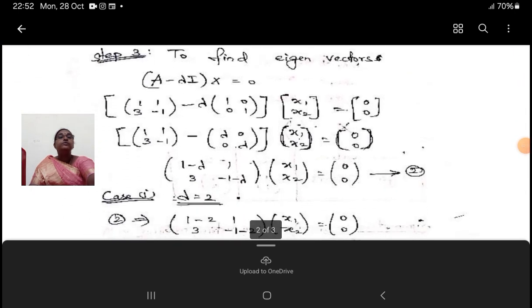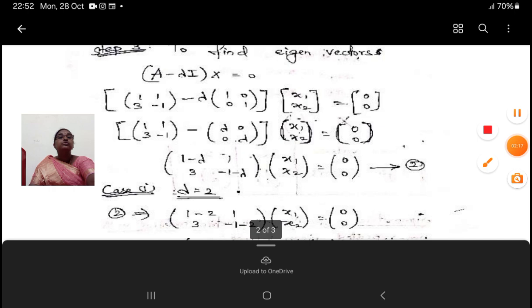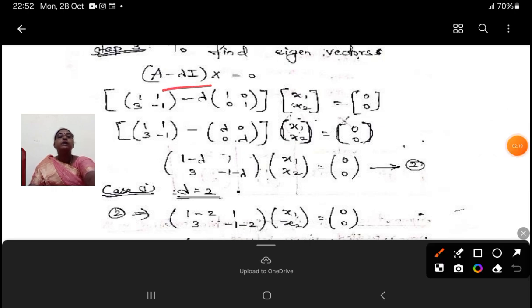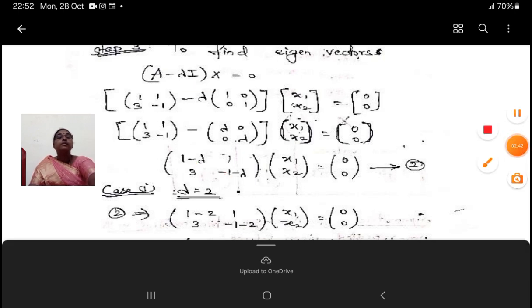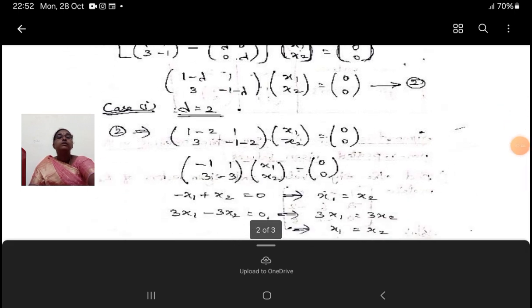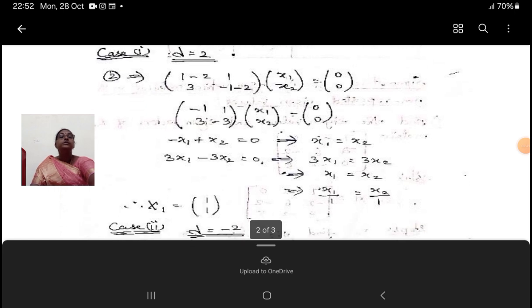For eigenvectors, first we write the general term. The general term is (A minus lambda I) x equal to 0. So write the A matrix and then minus lambda into the identity matrix into x equal to 0. Combining these terms, in the diagonal alone we write the diagonal values 1 and minus 1 with this minus lambda. After this, you can move on to the step-by-step process.